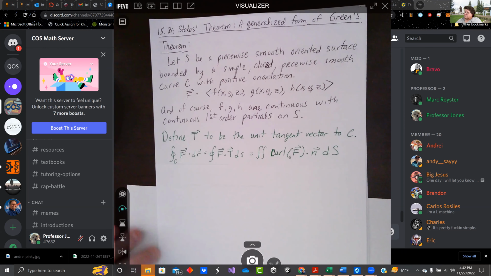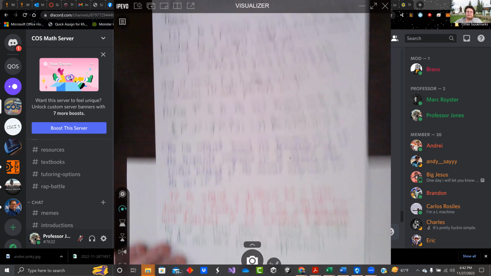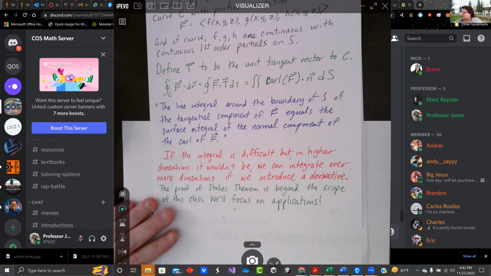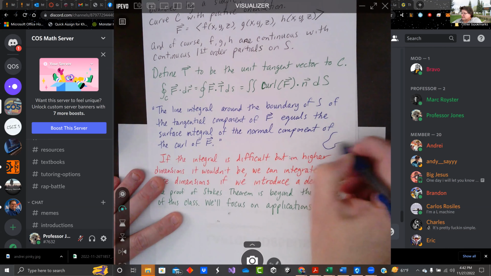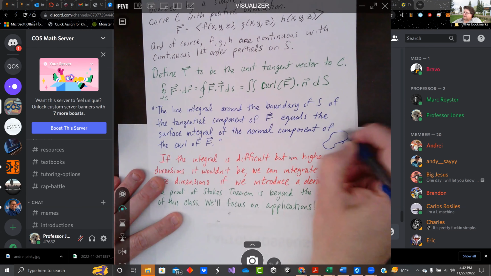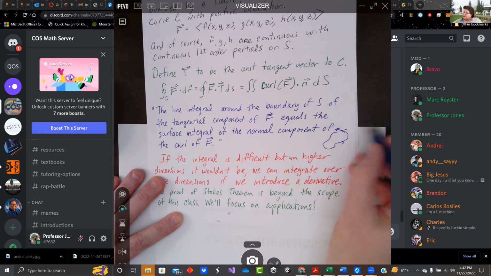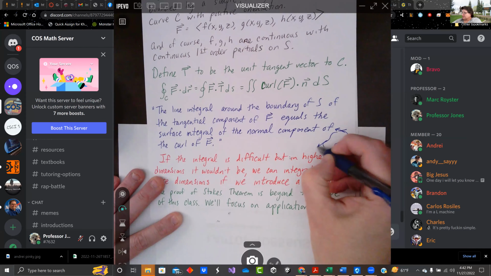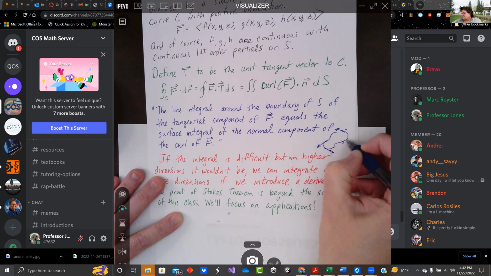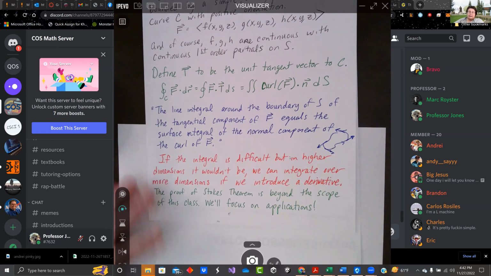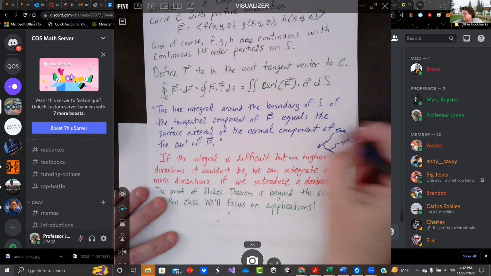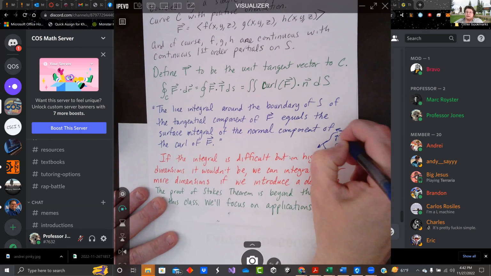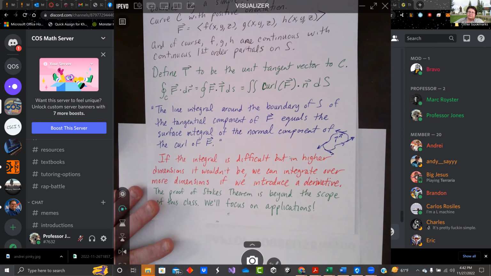Now, if I were to put that in words, it's the line integral around the boundary of the surface. So we've got a surface, and we're going around the boundary of the surface. And at each point, we're doing the tangential component of the force. So the tangential component of the force around the boundary is going to equal the surface integral of the normal component of the curl of the force.